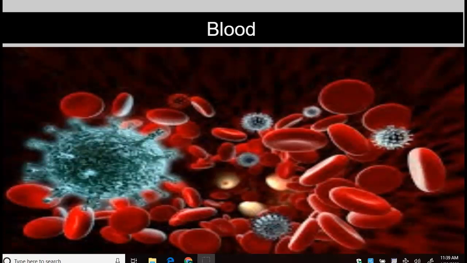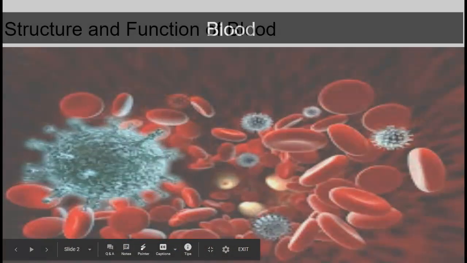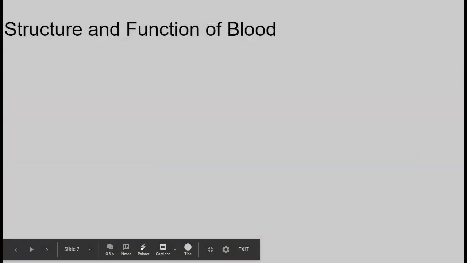Now, blood is a great indicator of a person's health. That is why if you go to the doctor and they're trying to figure out what's wrong with you, one of the first things they'll do is take your blood, because it's an excellent window into a person's health. Let's talk a little bit more about the actual structure and function of blood, and then we'll go from there.